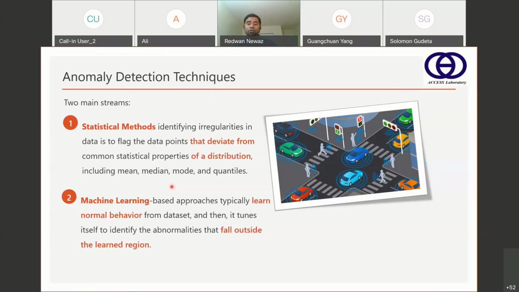In a statistical method, irregularities in data are identified by flagging the data points that deviate from the common statistical properties of a distribution, including mean, median, mode, and quantiles. On the other hand, the machine learning-based approach typically learns normal behavior from the dataset and then tunes itself to identify abnormalities that fall outside the learned region.